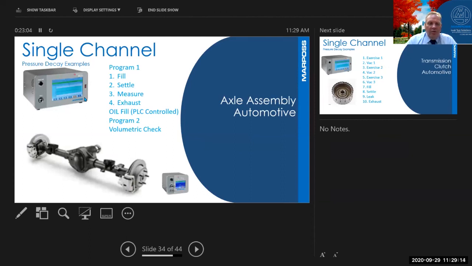One of the things on single channel, we started looking at automotive. We can get a little bit more creative. One of the applications I worked on previously had a fill step, settle, measure, and an exhaust. Then the PLC took over and did an oil fill, all with the same sealing tool. And program 2, we actually did a volumetric check to verify what the oil fill was. We were double checking the oil fill system, and that's what this was for. The way the engineer explained it to me is we know that the operator put oil somewhere. He just wanted to make sure it went into the axle. So we did that all in the same tool. It's actually a pretty slick system for that.